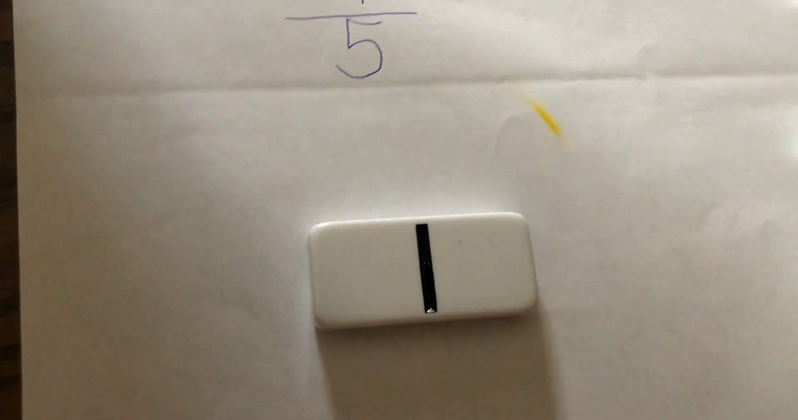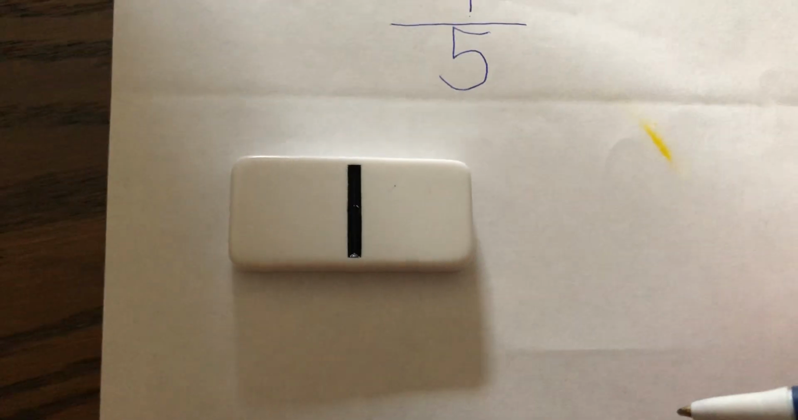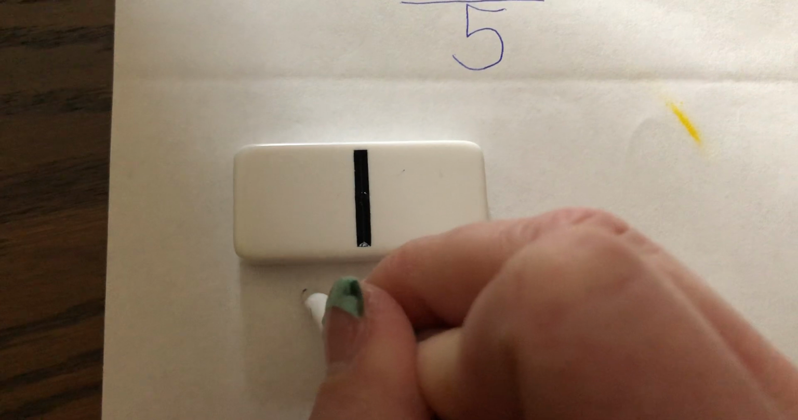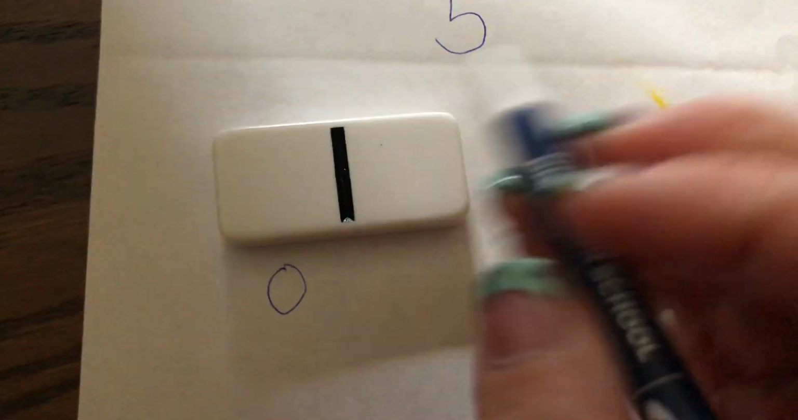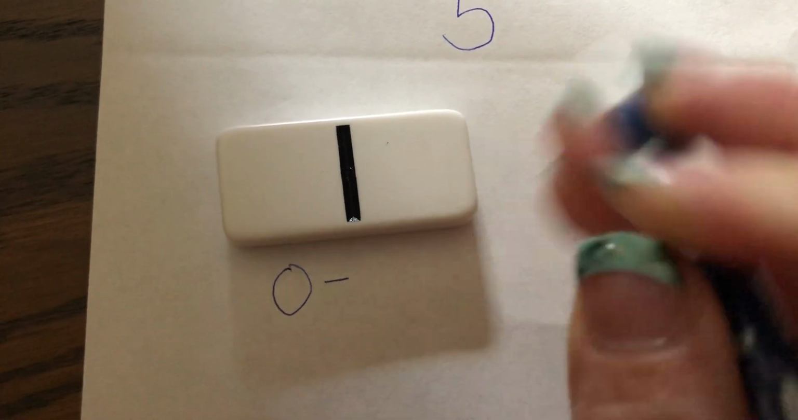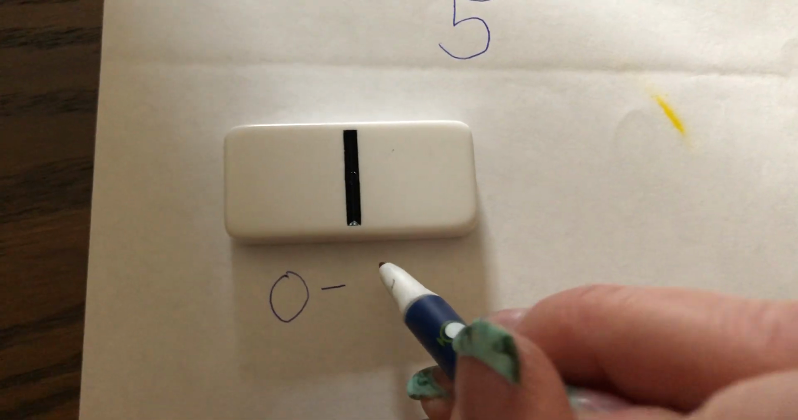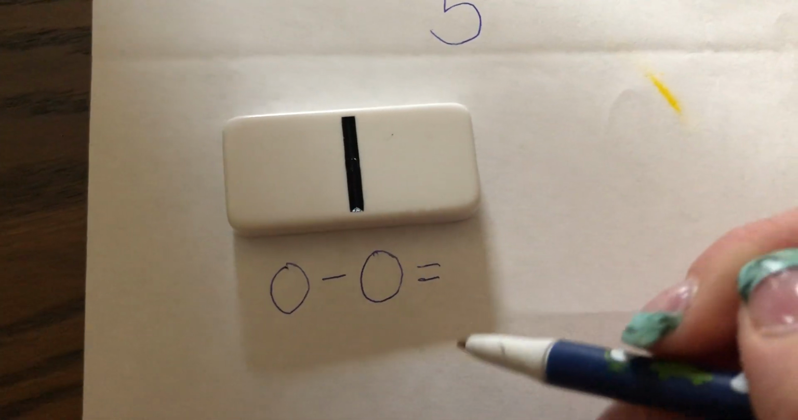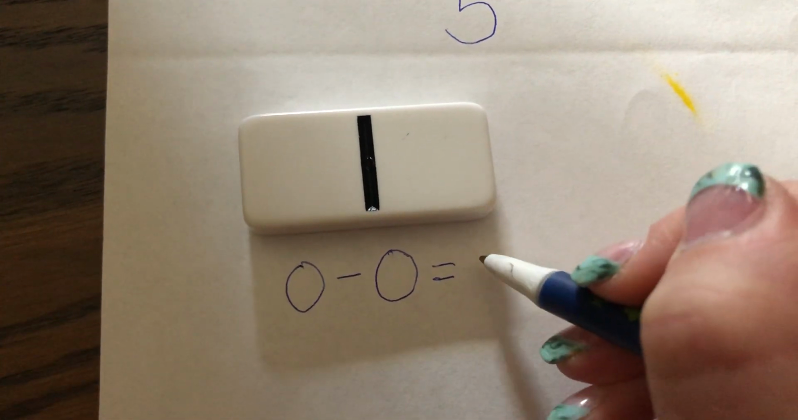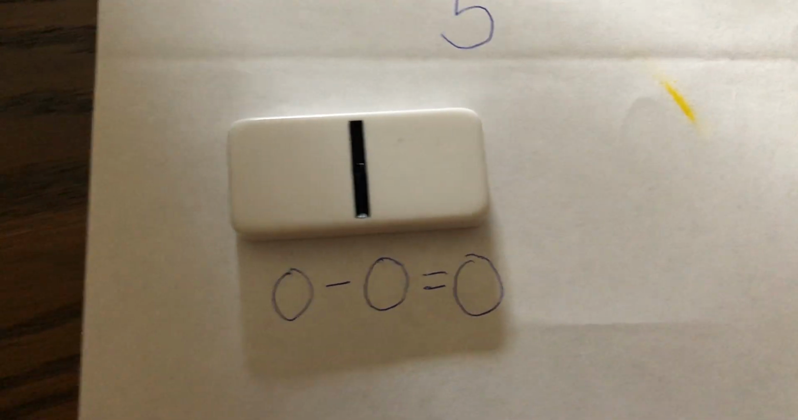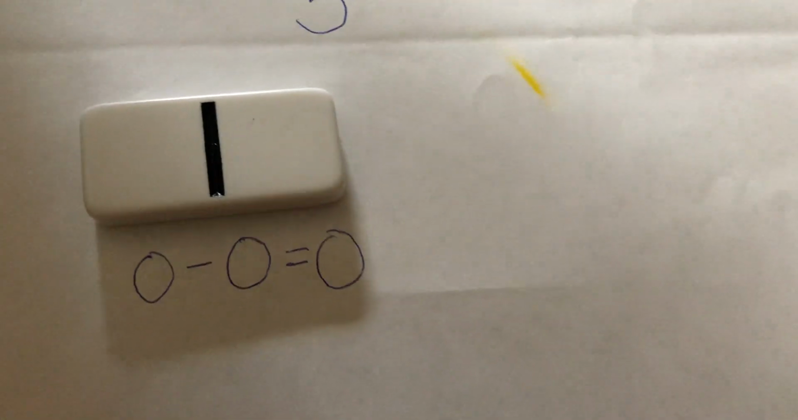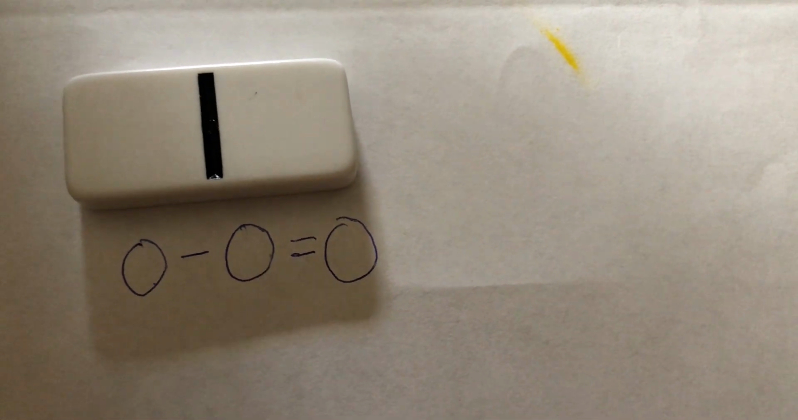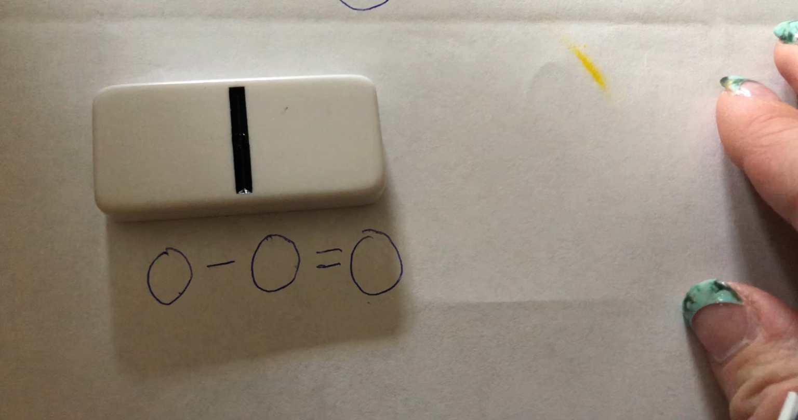Okay, how would I write this one? This would be 0 minus, here's my minus sign, it's just a little dash. Oh, 0 again. If I start with 0 and I take 0 away, what do I have left? 0. Excellent. 0 minus 0 is 0. Okay, because 0 is nothing. When you have nothing, you take away nothing, you still have nothing.